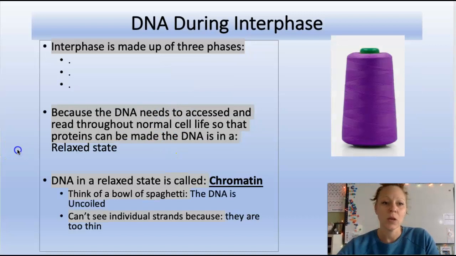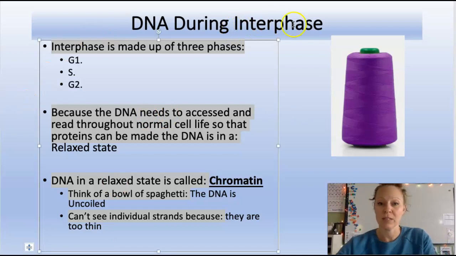So here, we're going to start talking about the different forms that your DNA or your chromosomes take during the cell cycle. Let's start with interphase. Since interphase is considered the normal cell life, let's start there. We know that interphase is made up of three phases, G1, S, G2. And so this is normal cell life.